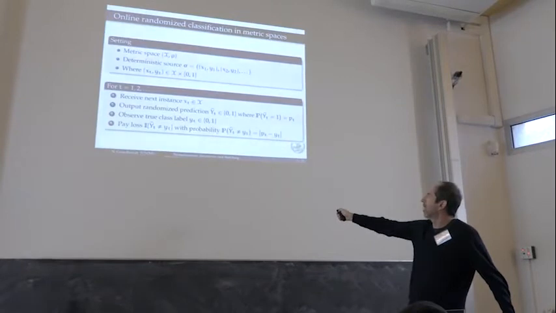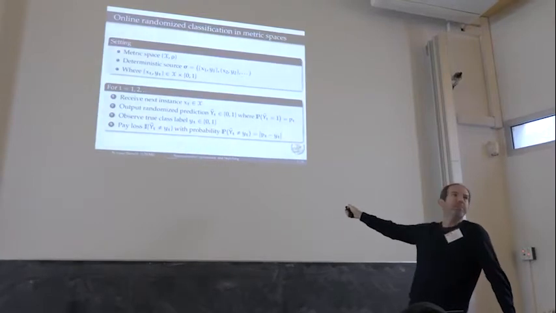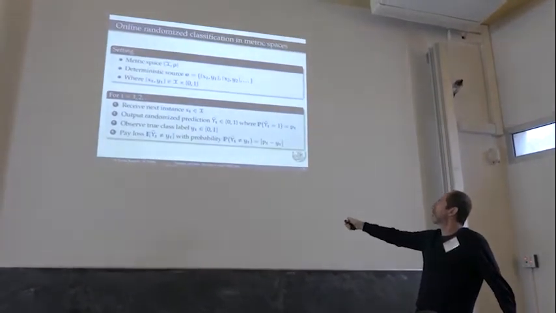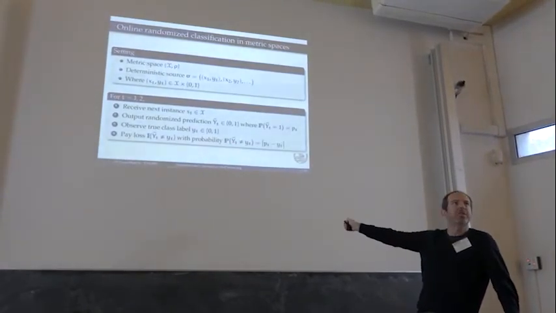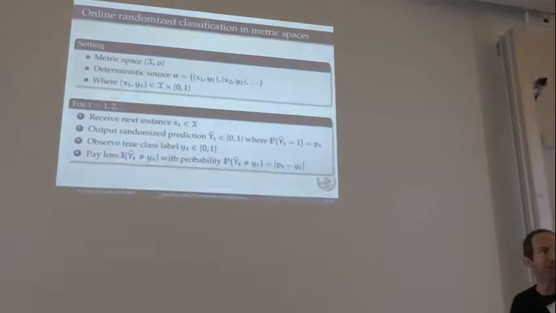So this absolute loss is just the probability that the learner makes a mistake at time t, when the probability of predicting 1 for the learner is p sub t. So this goes on, and we are interested in controlling the expected number of mistakes, which is the total absolute loss over any arbitrary deterministic source.